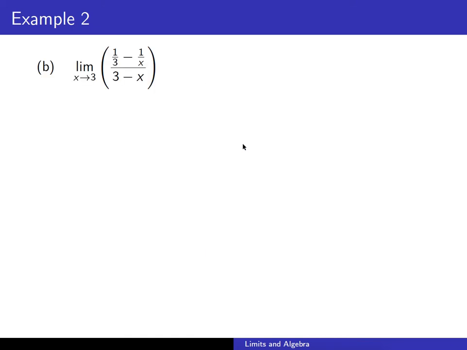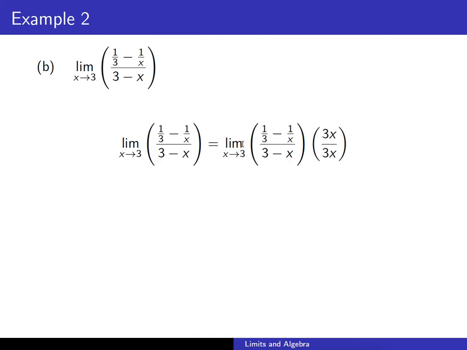All right, part B, we have the limit as x approaches 3 of 1/3 minus 1 over x, all over 3 minus x. And this time our least common tiny denominator is going to be 3x. So when we distribute the 3x to the numerator, 1/3 times 3x is going to give us x, and 1 over x times 3x is going to give us 3. So in the numerator we'll have x minus 3, and in the denominator we'll leave it in factored form, 3x times 3 minus x. Now in the last example, the expression in the numerator matched one of the expressions in the denominator. Here, we have the x minus 3 and we have a 3 minus x.